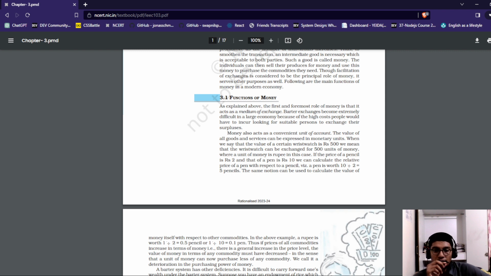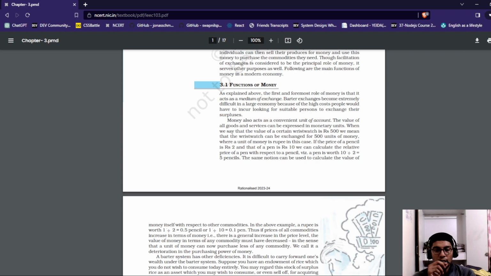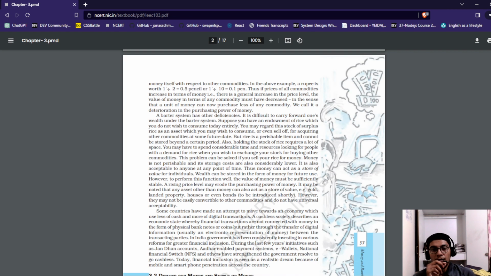The same notion can be used to calculate the value of money itself with respect to other commodities. In the above example, a rupee is worth 1 divided by 2 pencils. Thus if the prices of all commodities in terms of money increase, there is a general increase in the price level, and the value of money in terms of commodities has decreased, in the sense that a unit of money can now purchase less of any commodity. We can call it deterioration in the purchasing power of money.